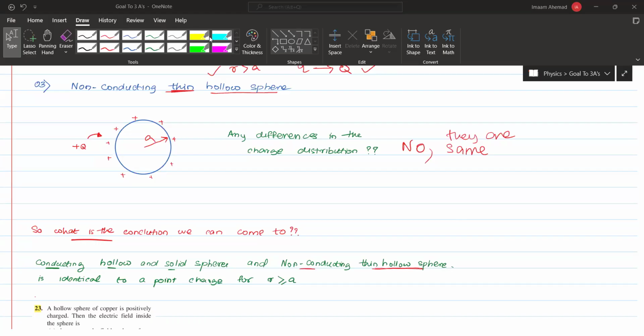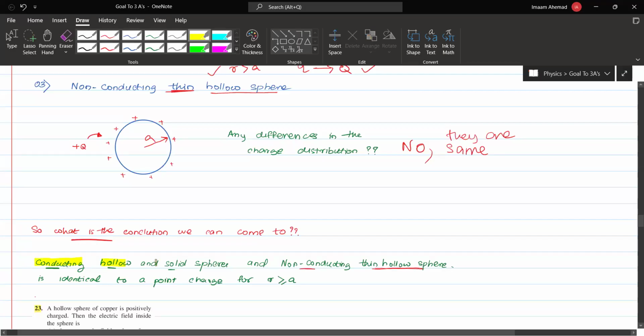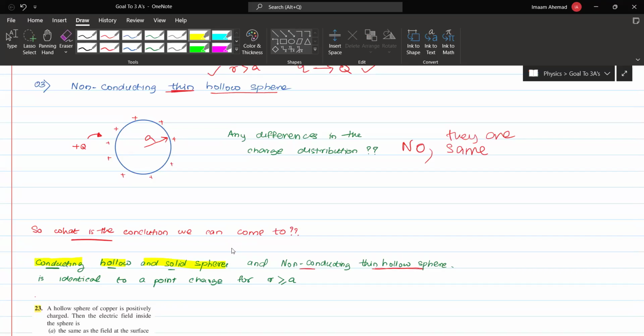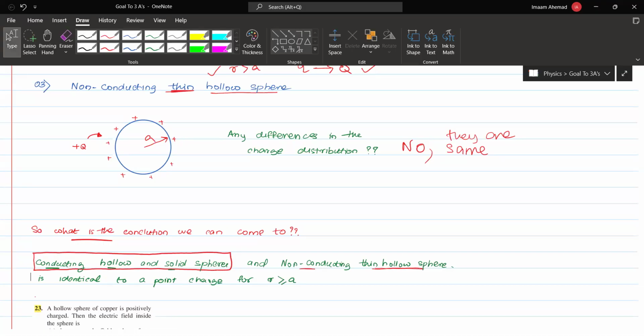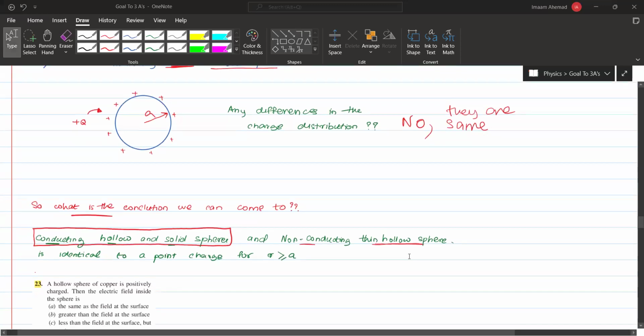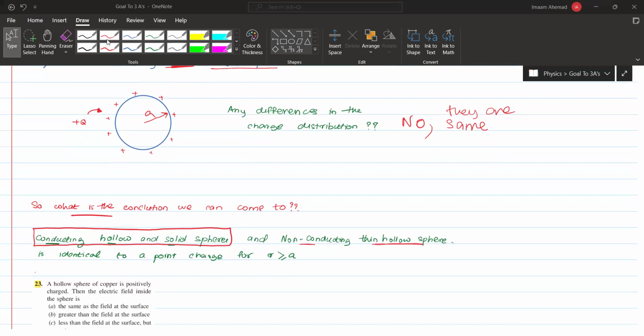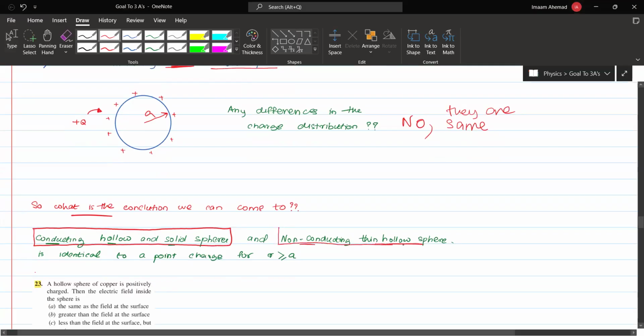I say that conducting hollow and solid sphere, put them together, will always have the same characteristics. Then we have non-conducting. This is special. A non-conducting thin hollow sphere is identical to a point charge for R greater than A. For R greater than A, it is identical to a point charge.